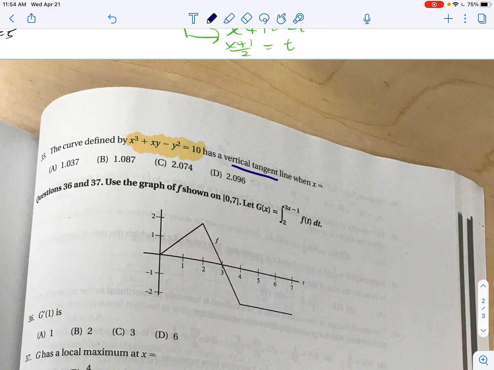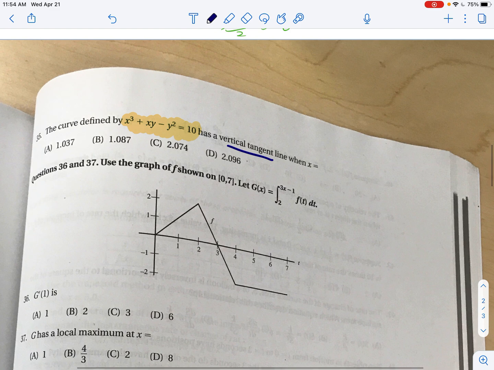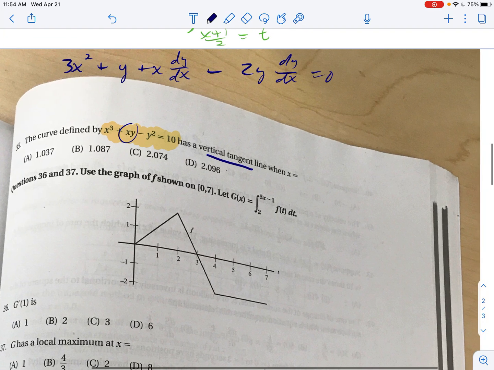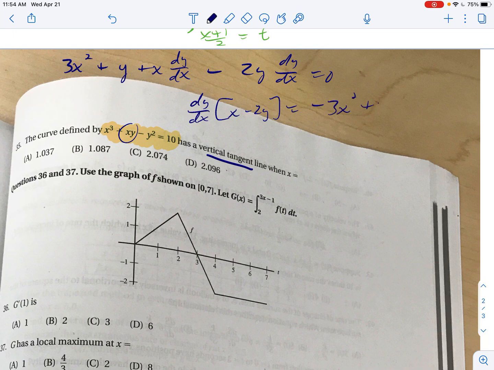But vertical tangent line means the derivative is undefined. So we can use implicit differentiation to figure out what dy dx is. Product rule here, so derivative of the first times the second plus the first times the derivative of the second. Chain rule for the derivative of y squared. So we would have that dy dx times x minus 2y is equal to negative 3x squared minus y. So our derivative, if we use implicit differentiation, can be written like so.